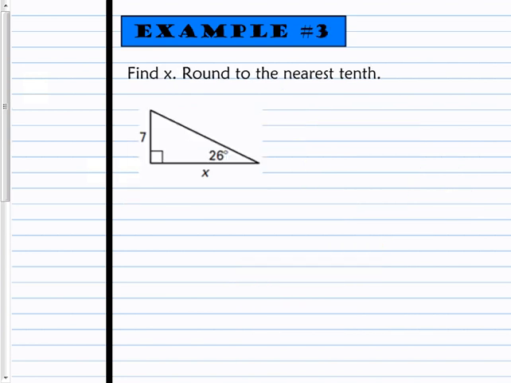Let's do another one. Find x, round to the nearest tenth. So looking at the angle they give me, I'm looking at angle 26. In relationship to that angle, they gave me the opposite side, and they gave me the adjacent side. So I know that I'm going to be doing the TOA, the tangent ratio, because I have the opposite and the adjacent sides. Once you've learned all three functions, sine, cosine, and tangent, you'll have to decide which function you're going to use, and you're going to decide that based off of the information they give you. So I know that I'm using the tangent function.